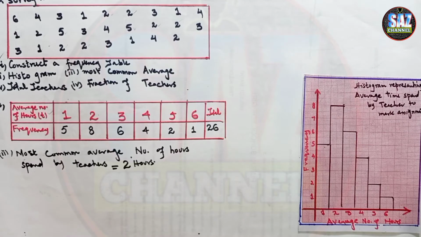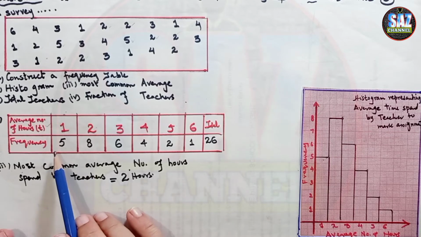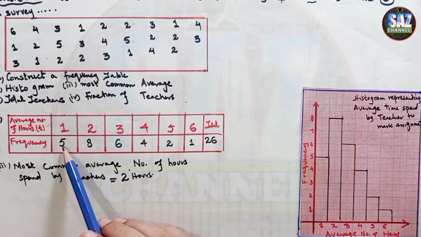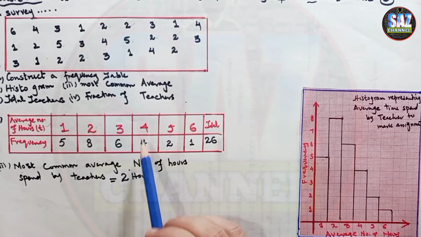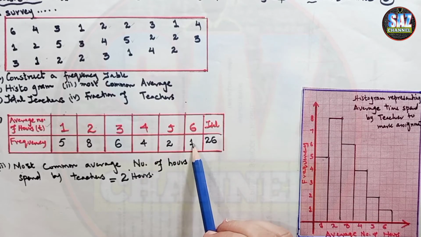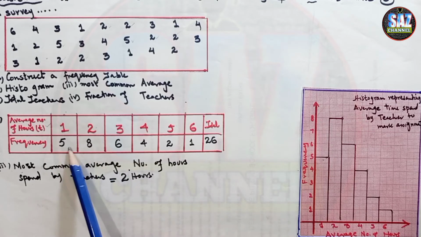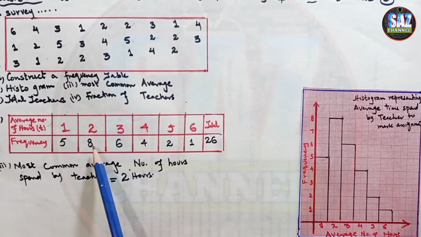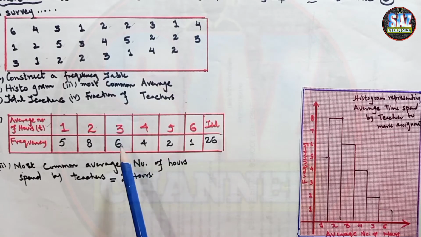Then next is, find the number of teachers who participated in the survey. We can see that we have 5 teachers who are taking 1 hour, 8 teachers 2 hours, 6 teachers 3 hours, 4 teachers 4 hours, 2 teachers 5 hours, and 1 teacher is taking 6 hours. So the total number of teachers can be calculated: 5 plus 8 is 13, 13 plus 6 is 19, plus 4 is 23, plus 2 is 25, plus 1 is 26.